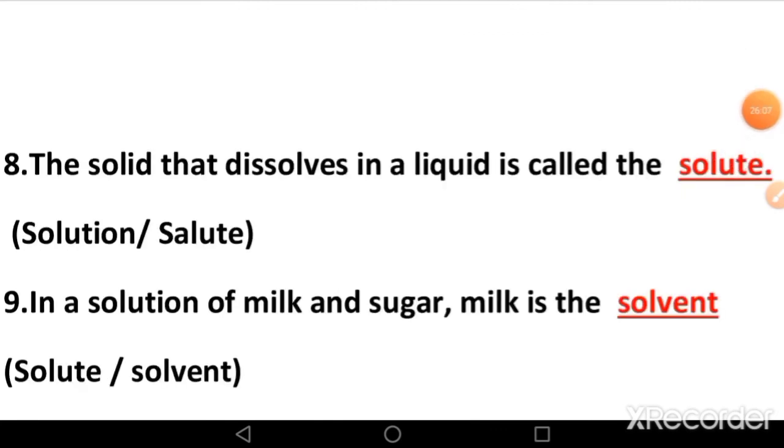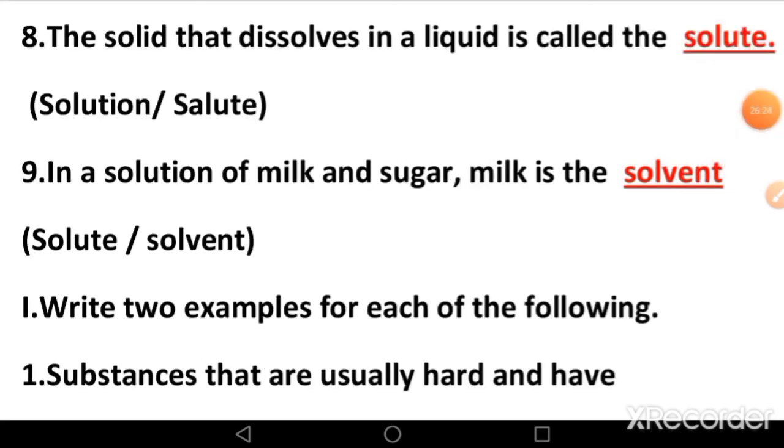Eighth, fill in the blank. The solid that dissolves in a liquid is called the dash. Options are solution and solute. Here, option B, solute, is right, because solute means the substance that dissolves or is mixed, and a solution is formed when two or more substances mix together.